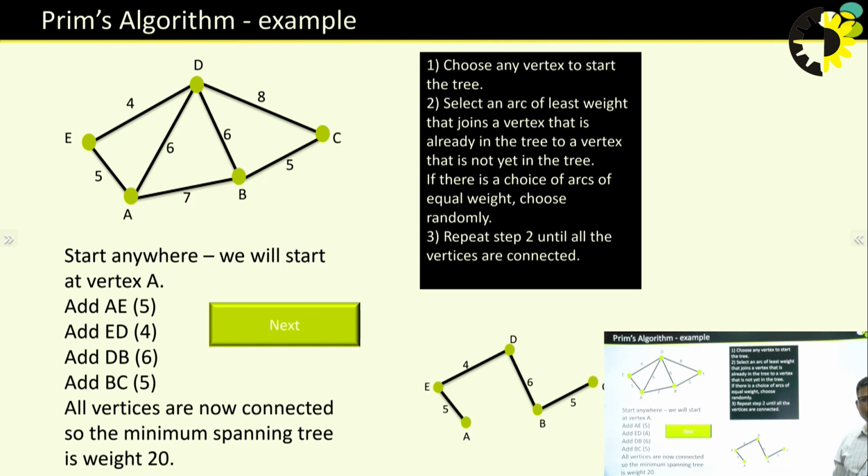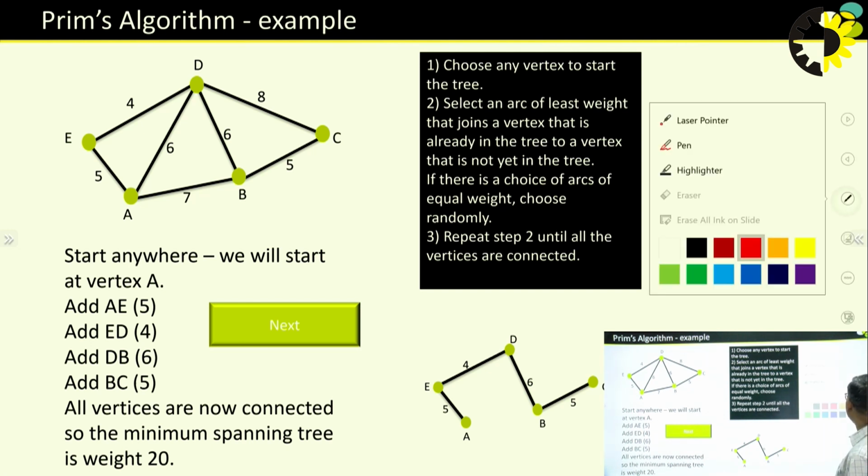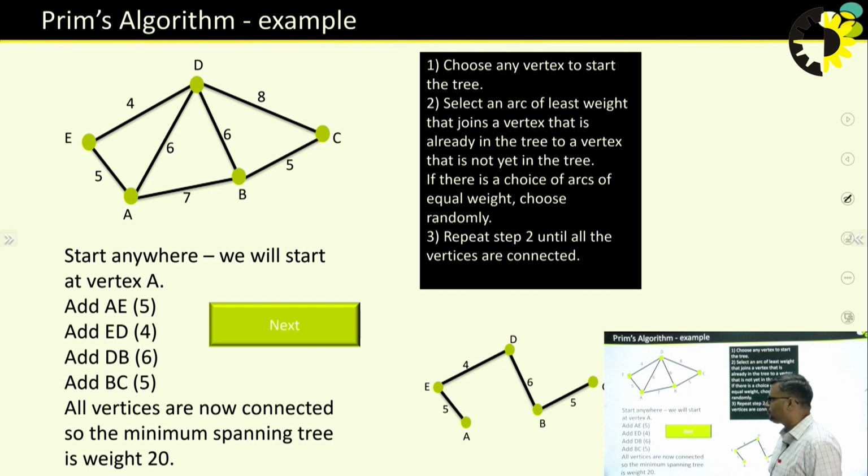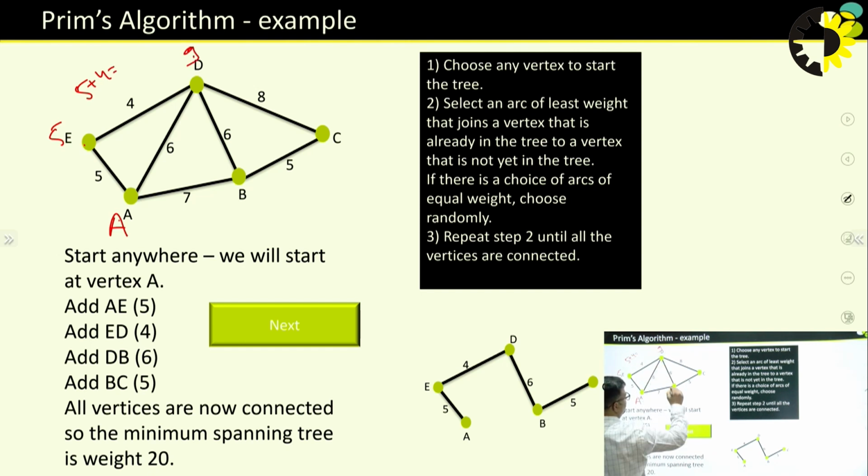Suppose that this is a graph, then here we will start from A. A to E we get weight 5, so the total weight is 5, then E to D, we get total weight 5 plus 4, which is 9, then 9 plus 6 for DB is 15, then 15 plus 5 is equal to 20. Okay, this is the result.